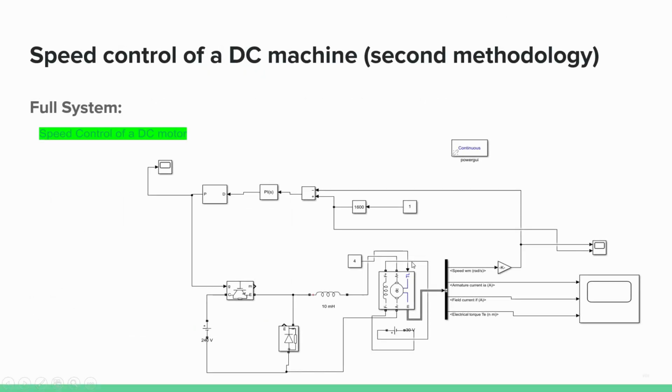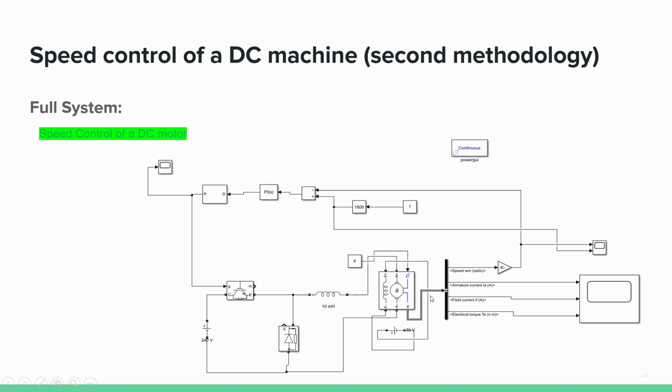We made a second model by using a brush DC motor. The target value of the speed is our input. The motor is powered by a DC source, which is connected to the motor through the connection of an IGBT, a freewheel diode, and an inductor. We'll come to the purpose of these circuit elements later.